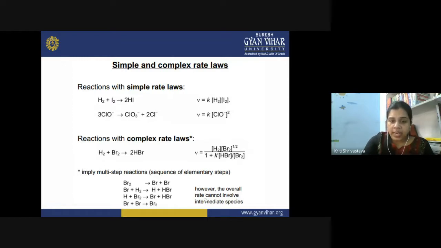So the overall rate cannot involve the intermediate species, because you know that when we are putting a species inside a square bracket, we are basically concerned about the concentration of that species, right? And you cannot get the exact concentration of the intermediate involved. So whenever you are writing the rate law, this is a very important point here: no intermediate species is involved in the rate law. Only the stable compounds which are formed can be included in the rate law. So that is how the rate law becomes so complex.